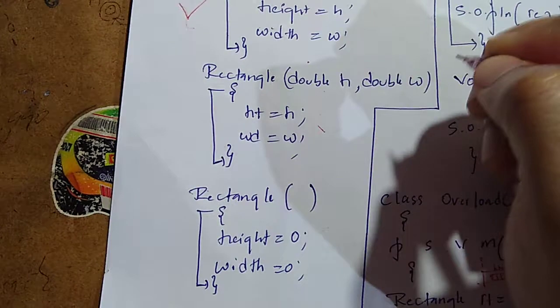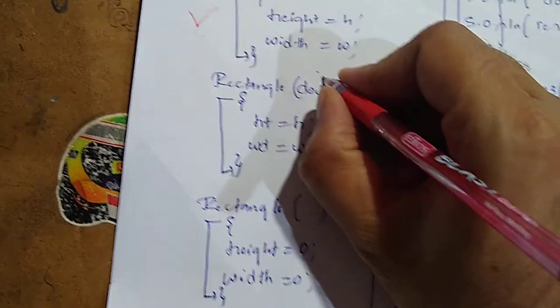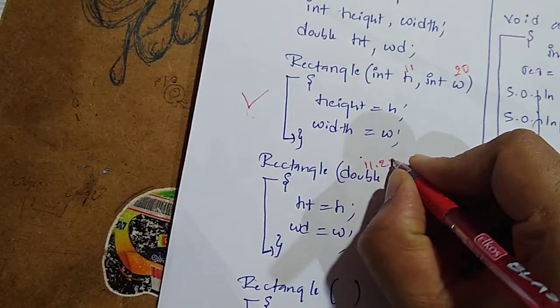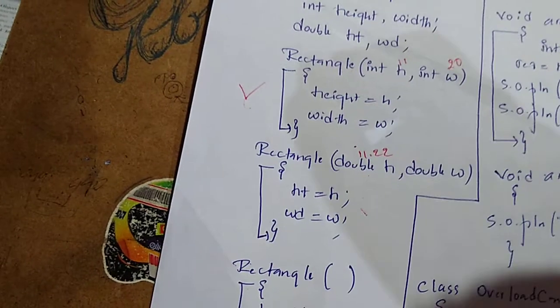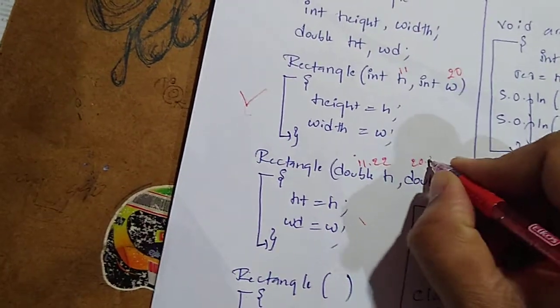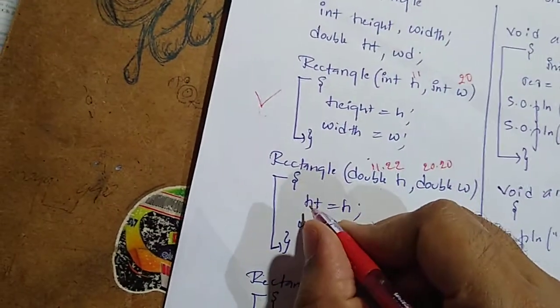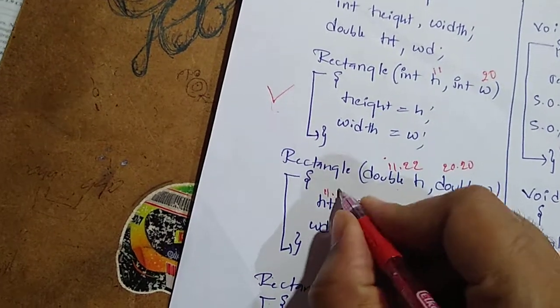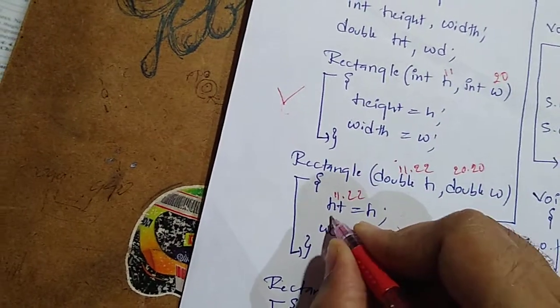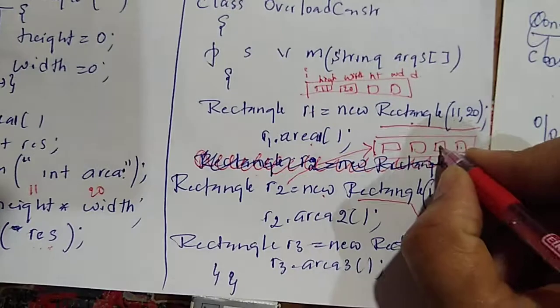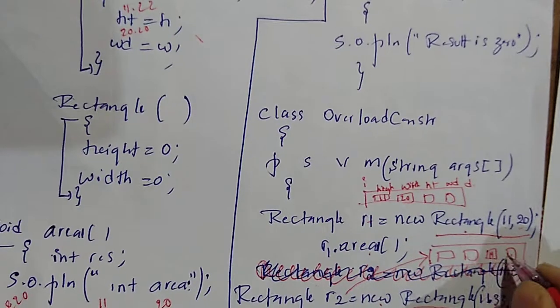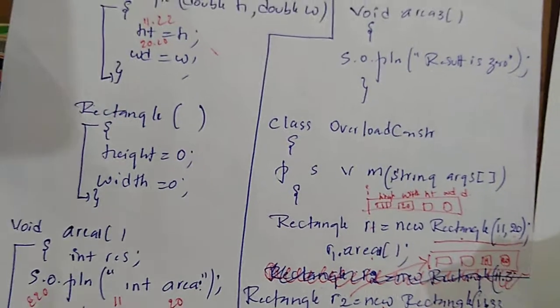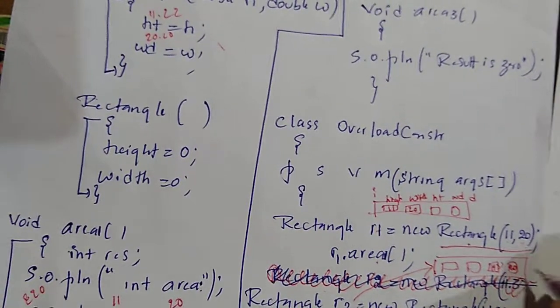So here h will get the value 11.33 and w will get the value 20.22. So that will be assigned to ht and wd. So ht will get the value 11.33 and wd will get the value 20.22. That will be stored over here. Okay, so 11.33 and 20.22.